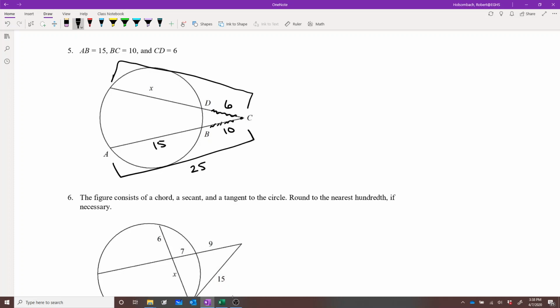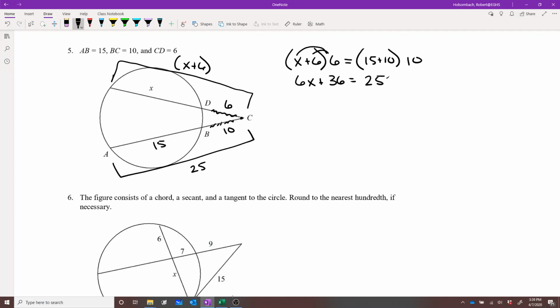So what we've got, the entire secant is equal to x plus 6. This right here is x plus 6 times the outside portion, which is 6. And that's equal to the entire other secant, which is your 15 plus 10, times its outside piece, which is 10. So on the left-hand side, when we do the distributive property, we get 6x plus 36. And on the right-hand side, we get 15 plus 10 is 25 times 10 is 250.